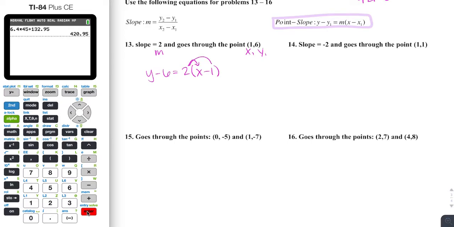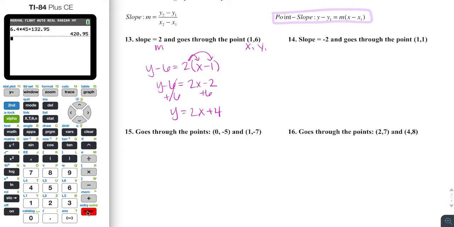Next thing we have to do is distribute. So we have y minus 6 equals 2x minus 2. Last step is add 4. Oh, I'm so sorry. Add 6. So y equals 2x plus 4. That's where I was getting the 4.